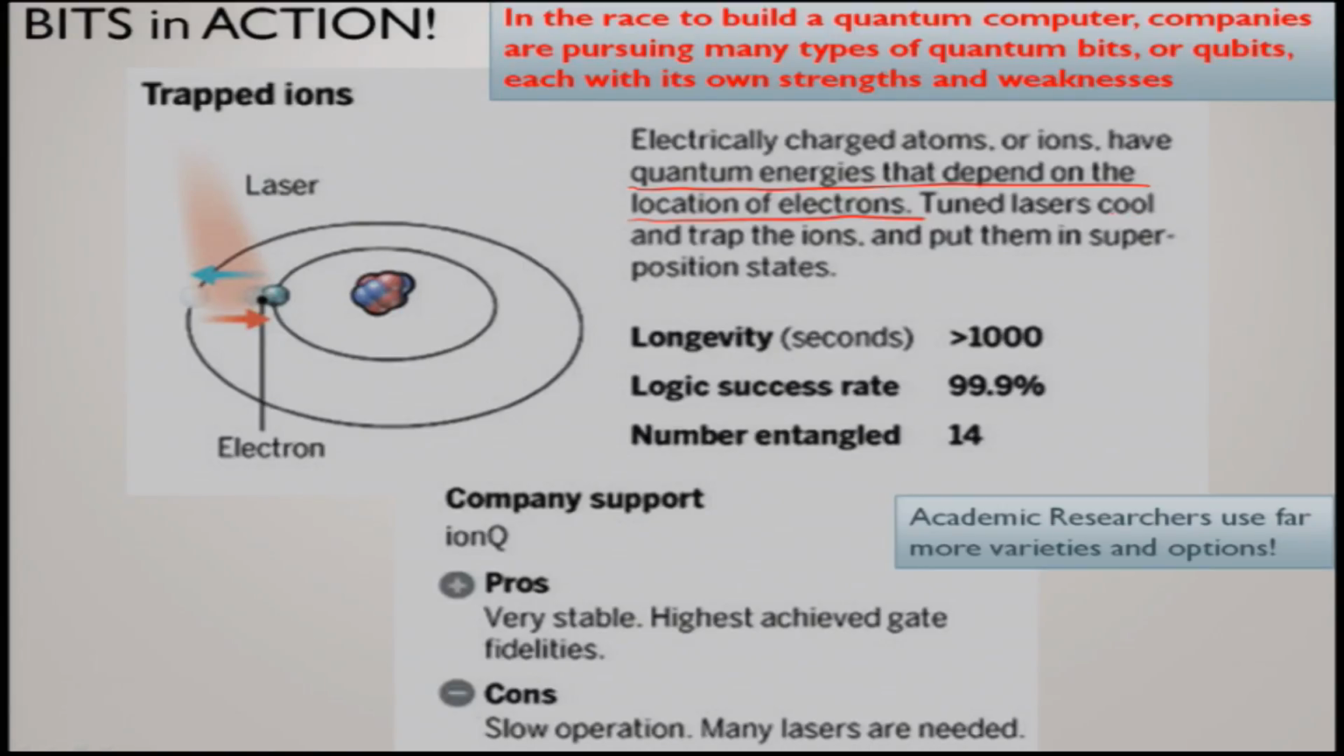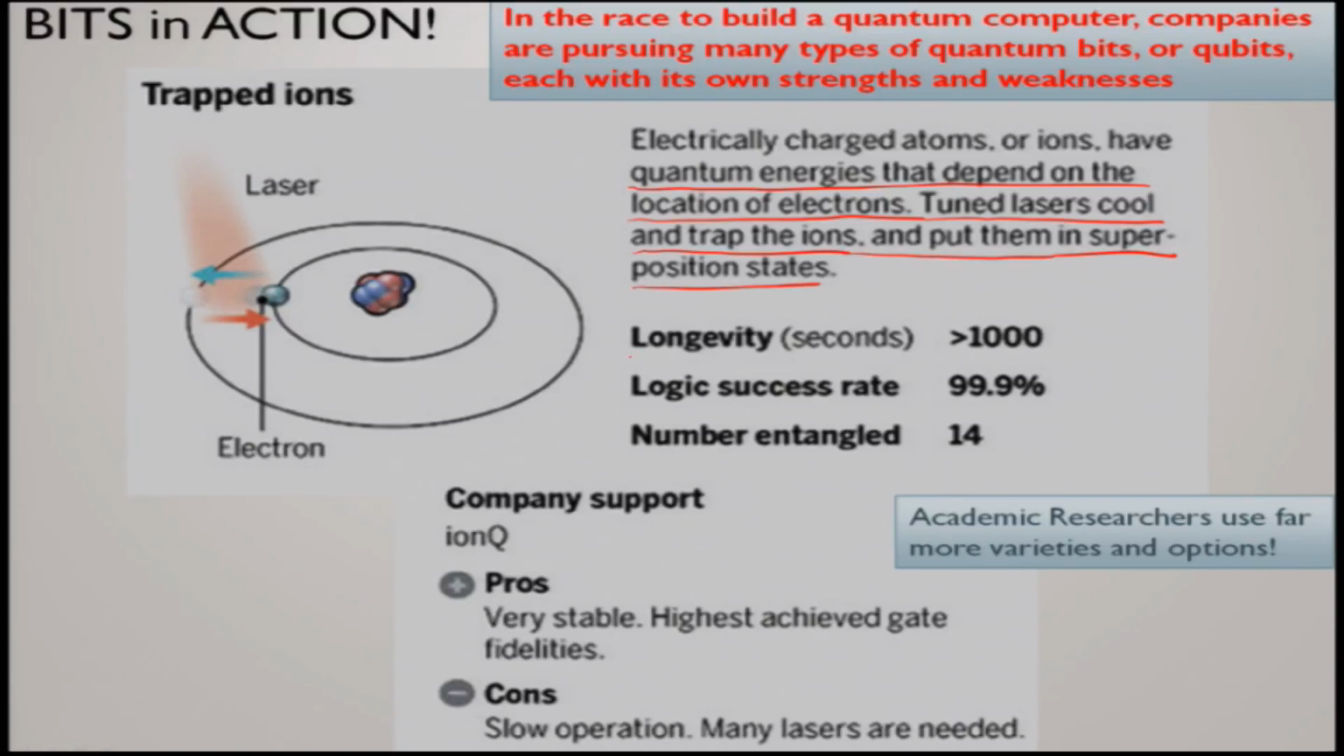Tuned lasers are used in this particular case to trap the ions, and some other lasers can also be used so that they can be put into superposition states. Often it is not the single laser which is going to do the trapping and cooling as well as doing the superposition. So, in essence, one of the problems which happens in this particular approach is that several lasers are used for this thing to work effectively. However, this has many advantages.